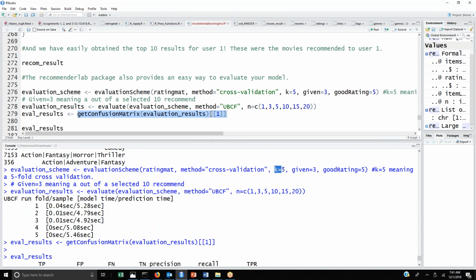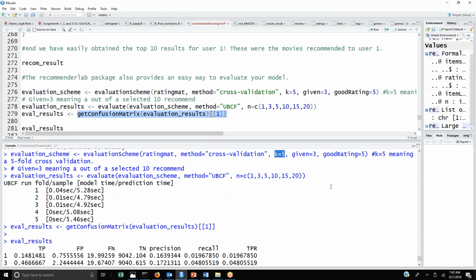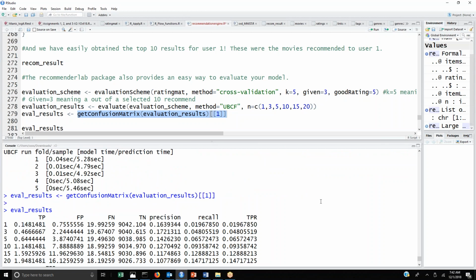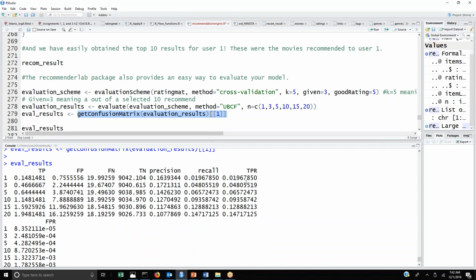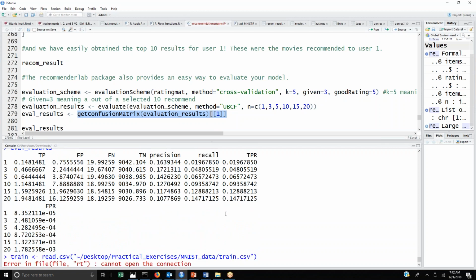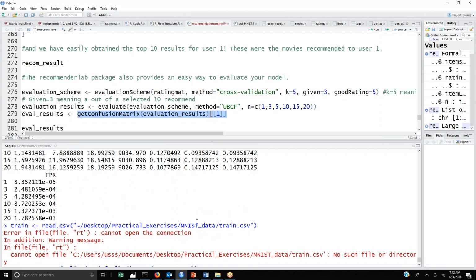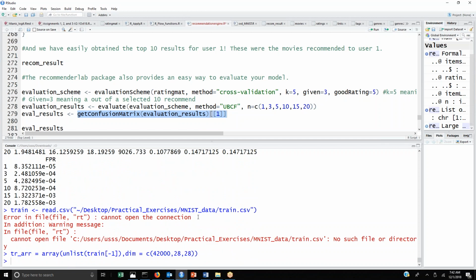I have k equals 5-fold validation. Cross validation means I think I explained it to you: any sample you split it into 5 parts, 20%, 20%, 20%, 20% and so on. And for the 5-fold we are going to use different recommendation levels: 1 movie, 3 movie, 5 movie, 10 movie, and so on. Top 10, top 1, top 5, 3, and so on. And then we calculate this TPR, true positive rate and false positive rate, because that's what is usually needed in the ROC curve. Only 2 things here: true positive rate, false positive rate.